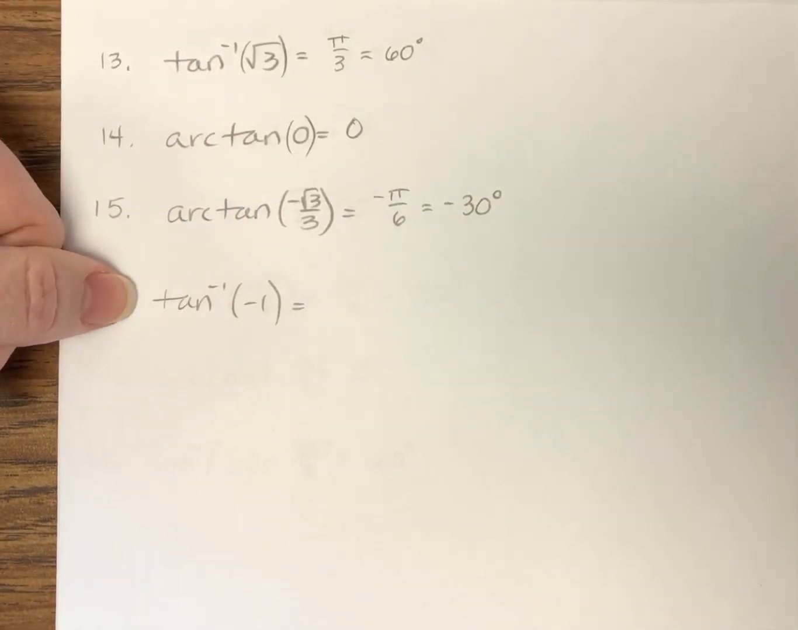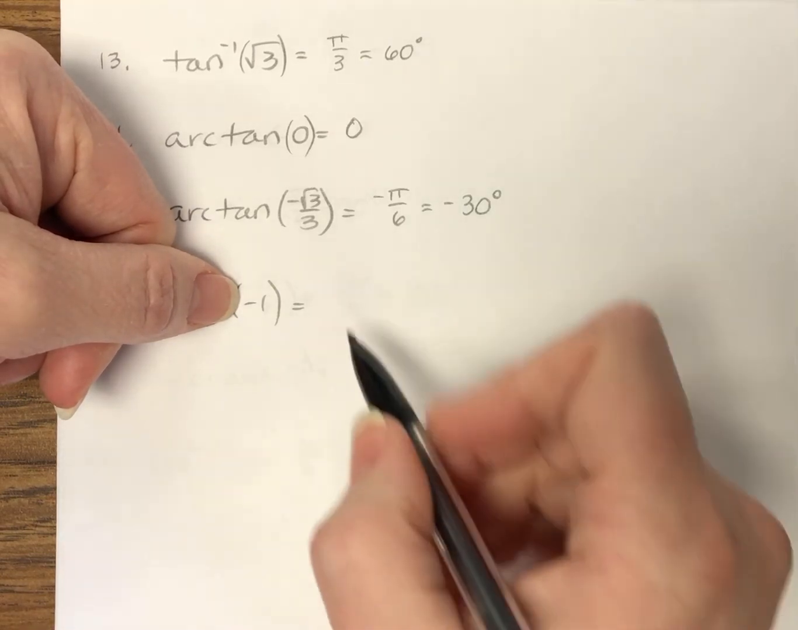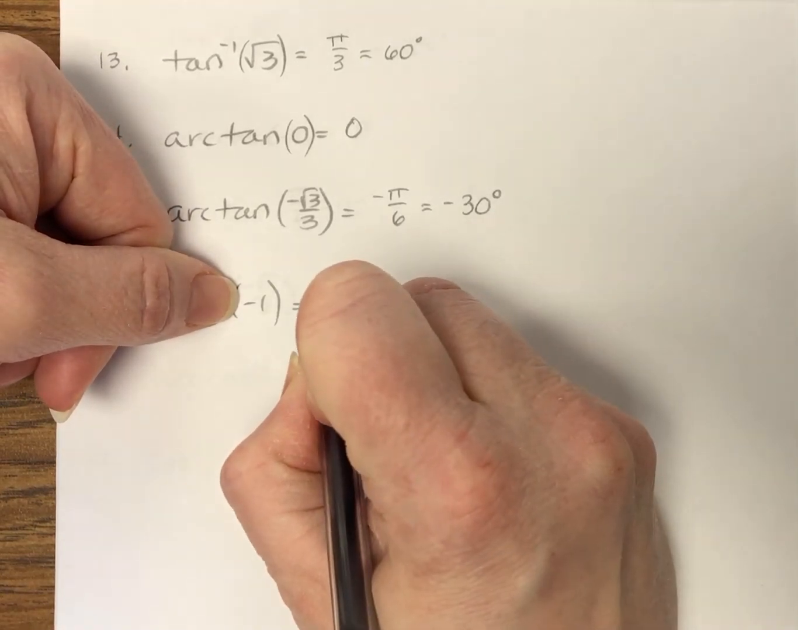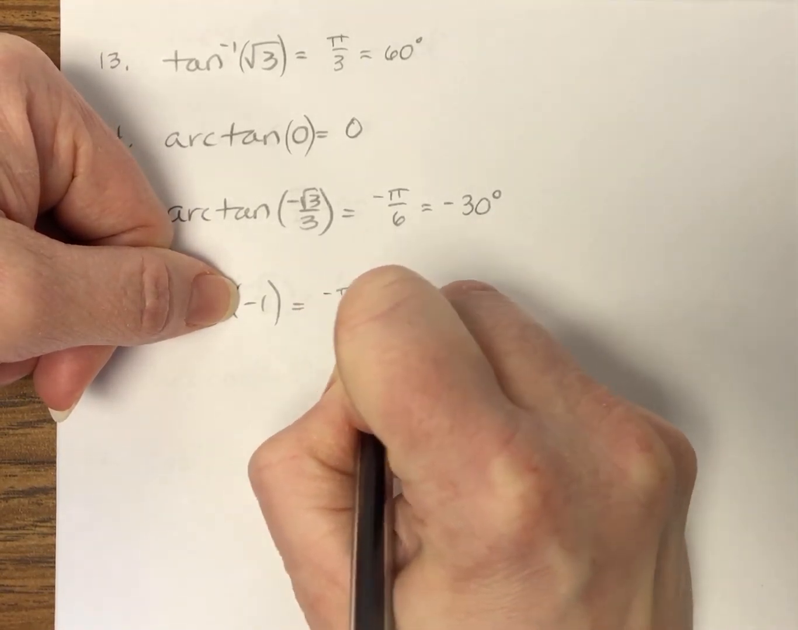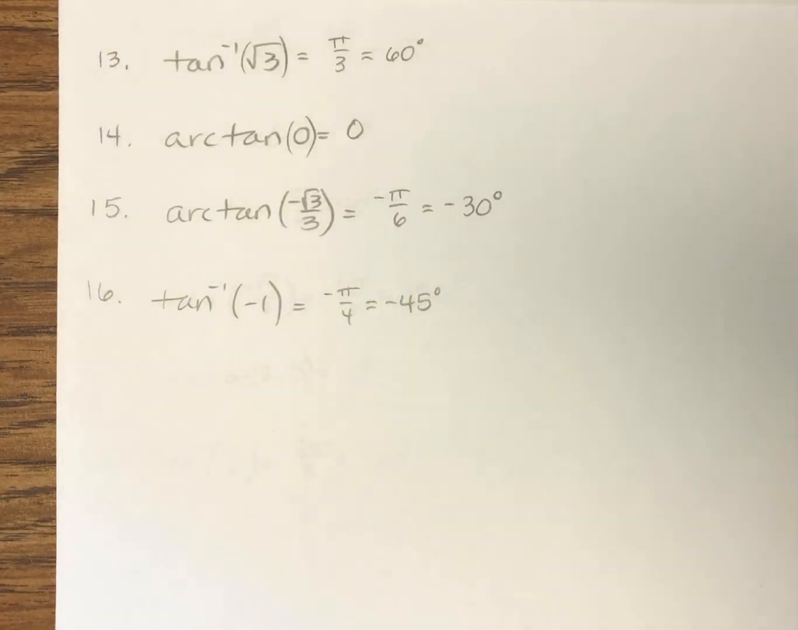And inverse tangent of negative 1. Where is the tangent 1? Pi fourths, or 45 degrees. So it's negative, which puts us down in quadrant 4. So you are at a negative pi fourths, or a negative 45 degrees. Hope you guys have been practicing these.